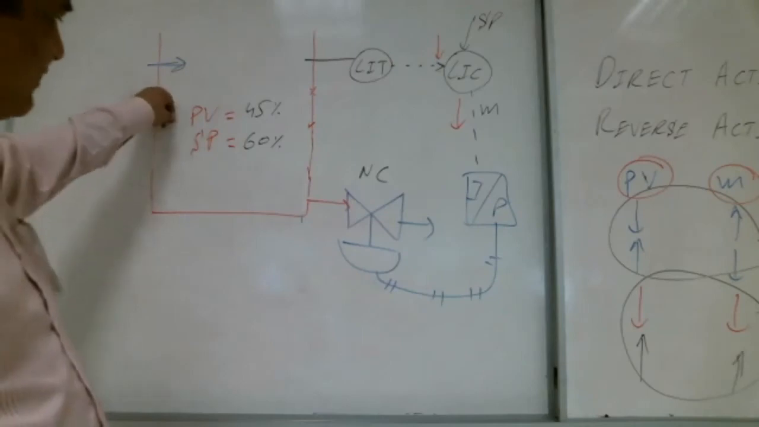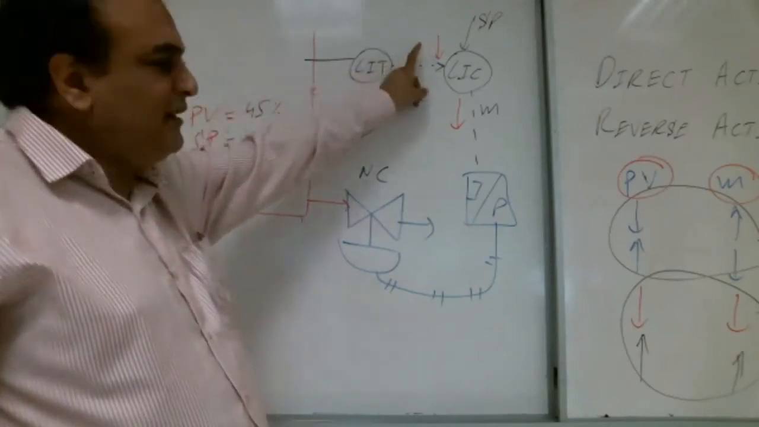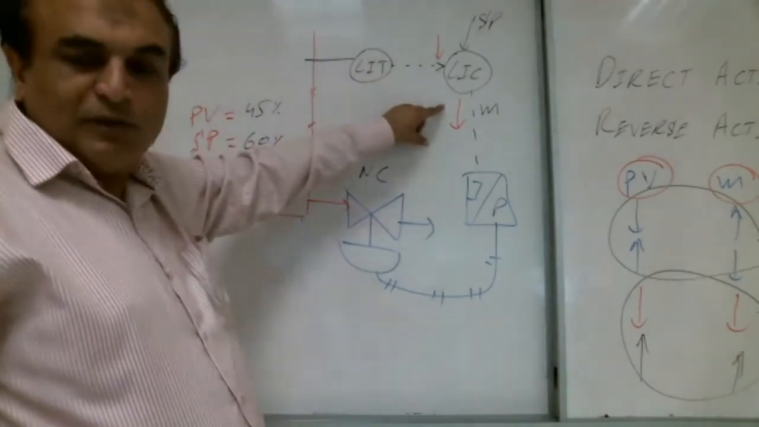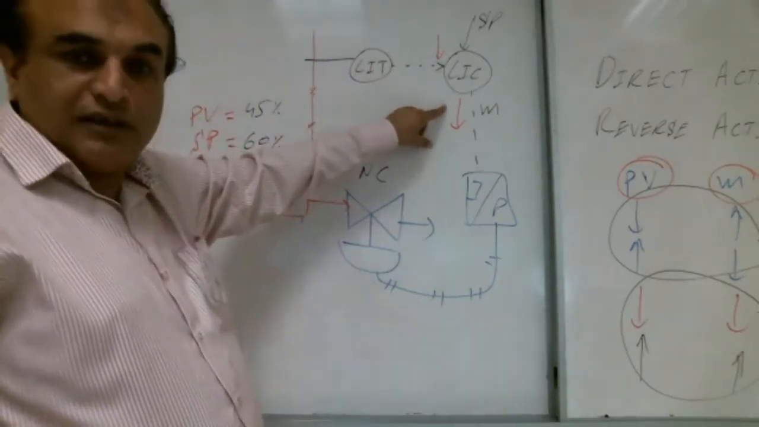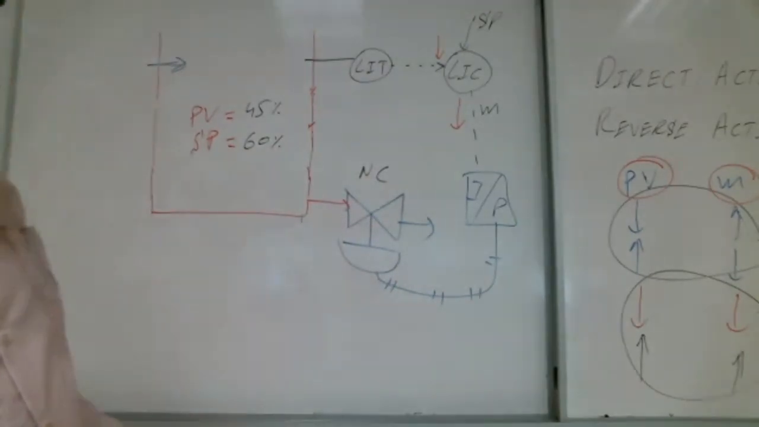You need to take the PV and SP, and write whether the signal is more than needed or less than needed. You need to say whether you want to open the valve more or close the valve more, and then you will decide whether it is direct action or reverse action. Shabab, with me?